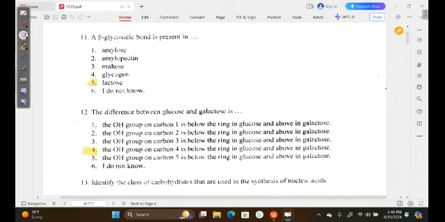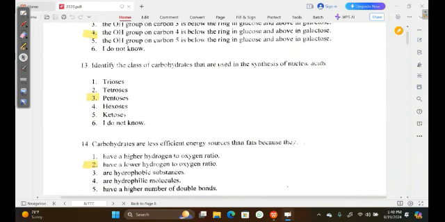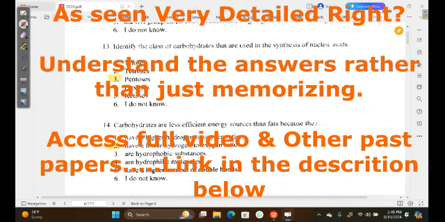Okay, so we can move to question number 13. Question number 13 is saying, identify the class of carbohydrates that are used in synthesis of nucleic acids. We have two forms of nucleic acids. We have DNA and we have RNA. For DNA, we know that the D stands for deoxyribose.